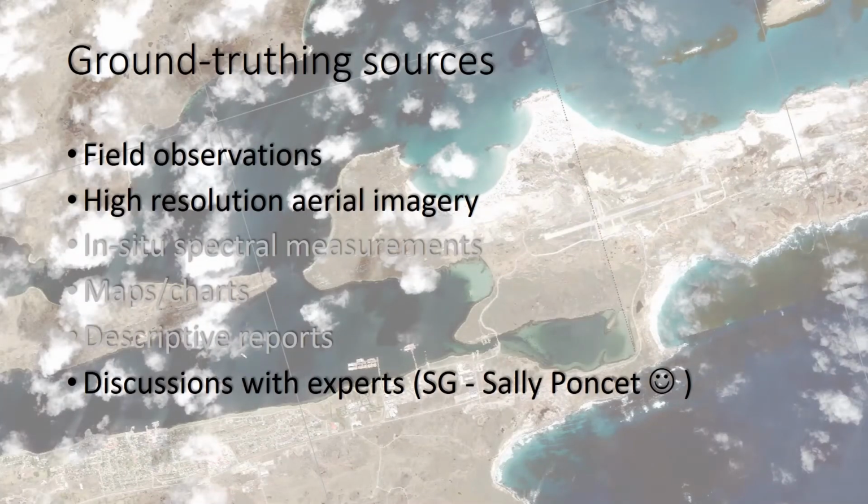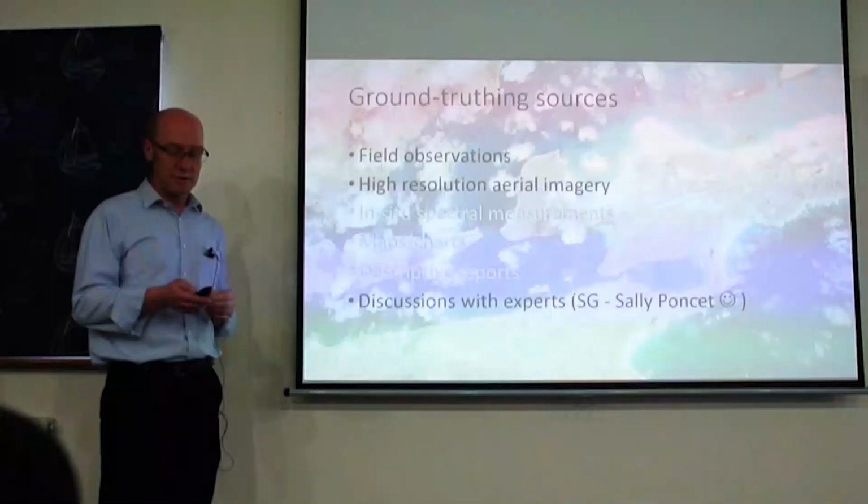So I guess really within this project, within the Coastal Habitat Mapping project, we've focused on field observations, high resolution aerial imagery, and discussions with experts as the 3 key forms of ground truthing for the project.